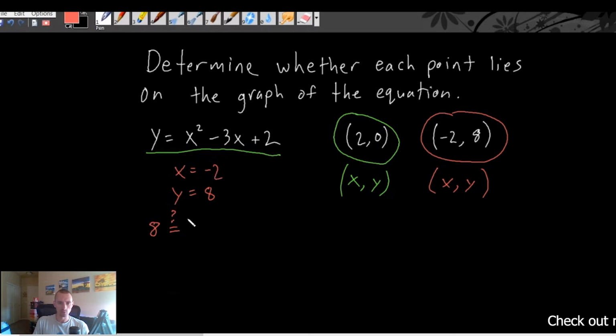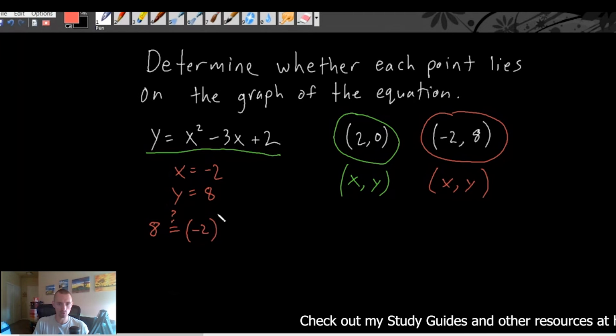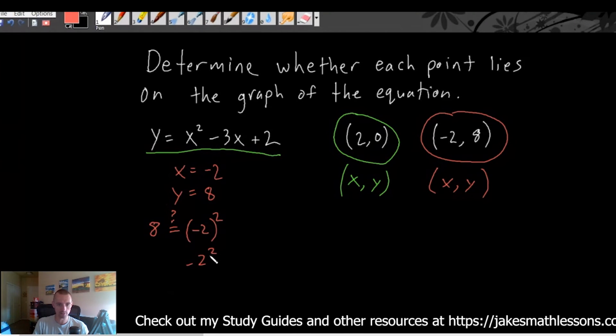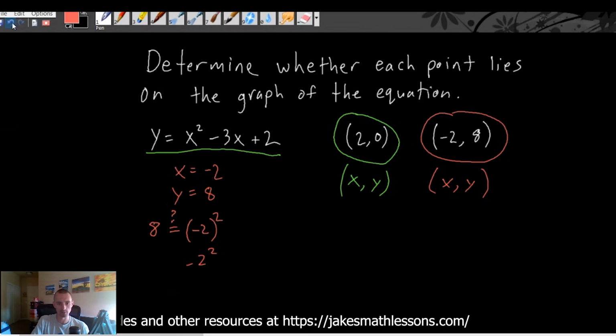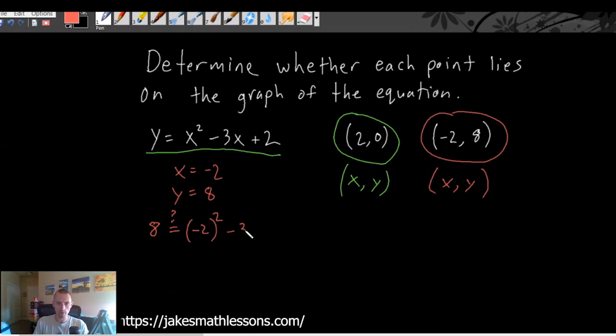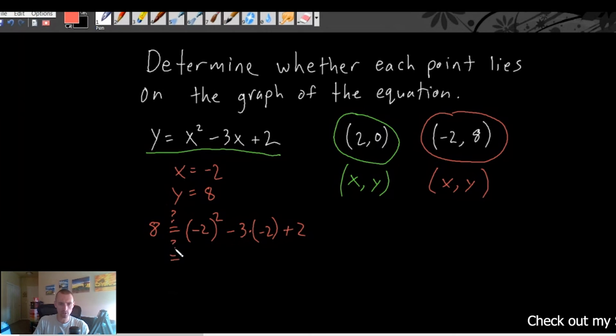Then we're going to have x equals -2. So it is important, make sure when you're plugging in a negative number like this, put it in parentheses, because the whole -2 needs to be squared, not just the 2, right? Writing -2 squared is not the same as writing -2 in parentheses all squared like that. The order of operations is going to give us something different there. So (-2) squared minus 3 times (-2). Again, make sure you're putting that -2 in parentheses. That's going to change things if you miss that. And then plus 2.